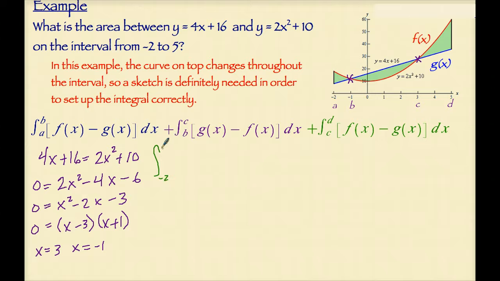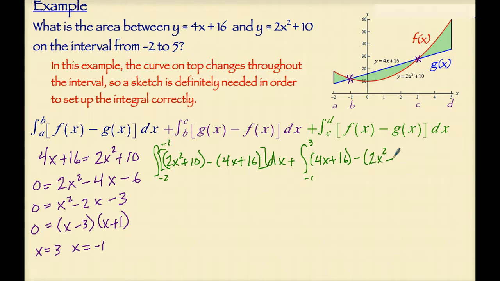From -2 to -1, 2x squared plus 10 minus 4x plus 16, of course, integrated with respect to x. Then we're going to add to that from -1 to 3, 4x plus 16 minus 2x squared plus 10, again, integrated with respect to x.